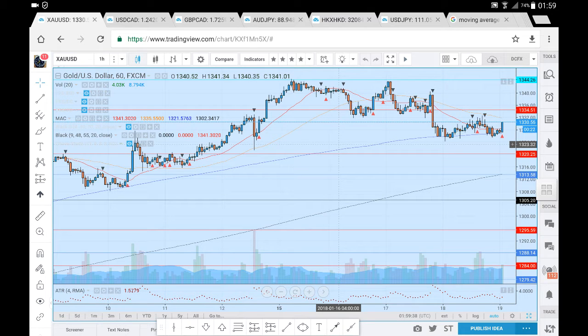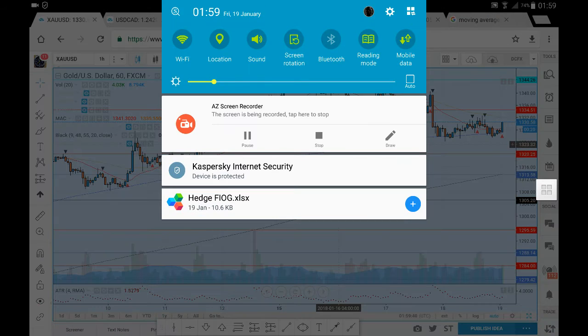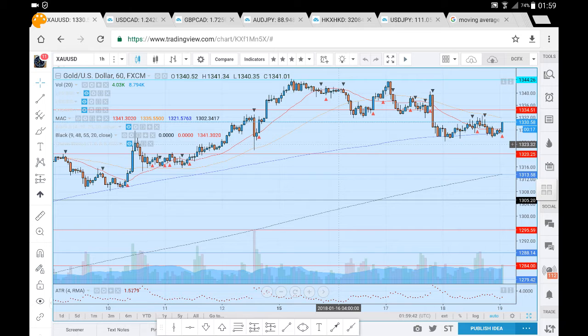So this is the XAUUSD analysis for Friday the 19th of January. Now let's have a look at what I've been pricing, where they may likely go. So we came up in towards that 1344. We've held as resistance. We've had a brief pullback up towards this 1340.